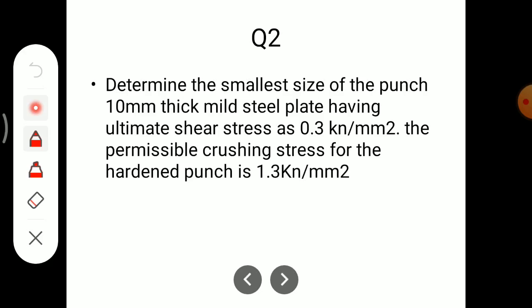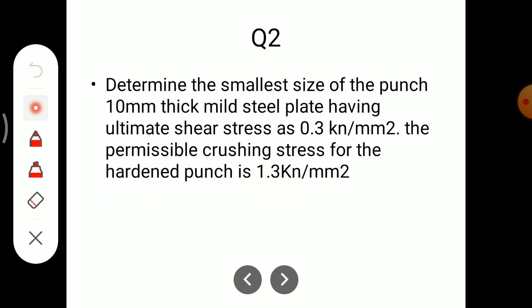The problem is: determine the smallest size of the punch for a 10 mm thickness mild steel plate having ultimate shear stress 0.3 kilonewton per mm square. The permissible crushing stress for the hardened punch is 1.3 kilonewton per mm square.